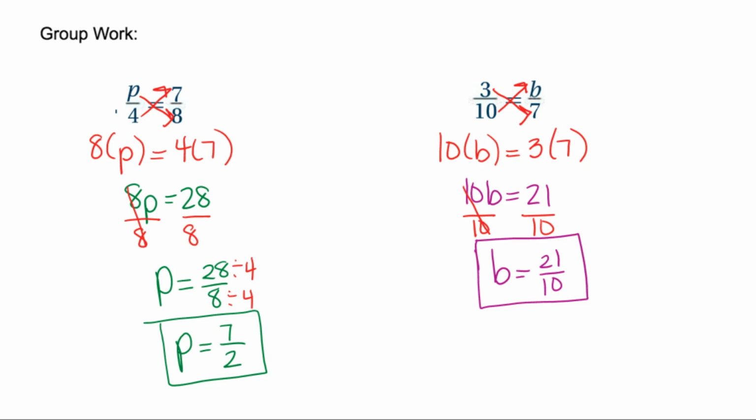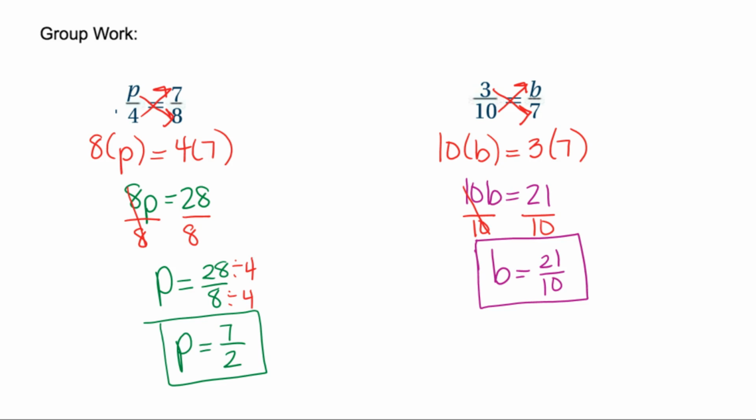The second one, 3 over 10 equals B over 7, so 10 times B equals 3 times 7. 10B equals 21, so B equals 21 over 10, or you could put 2 and 1/10 or 2.1. Any of those are acceptable.